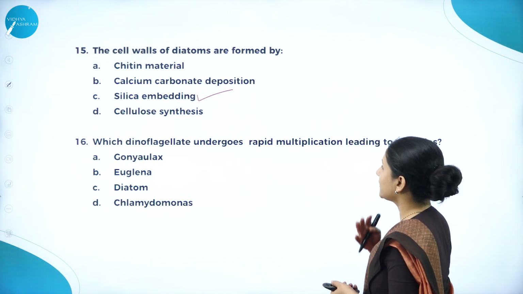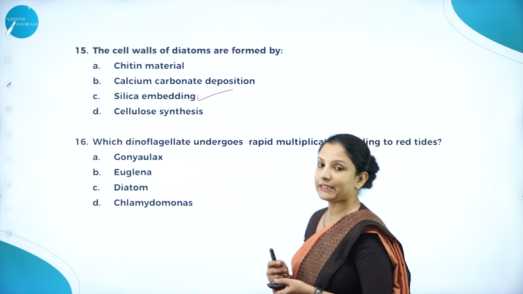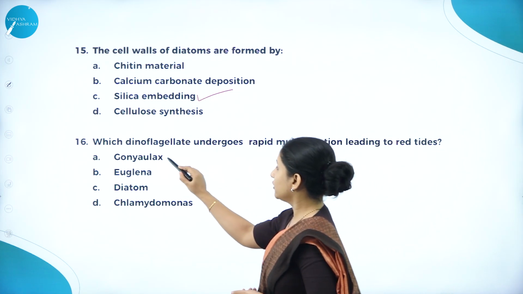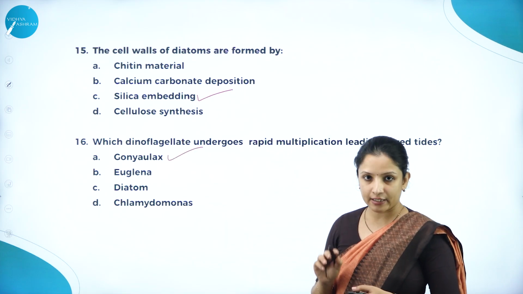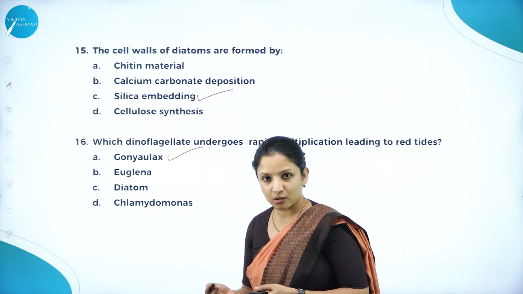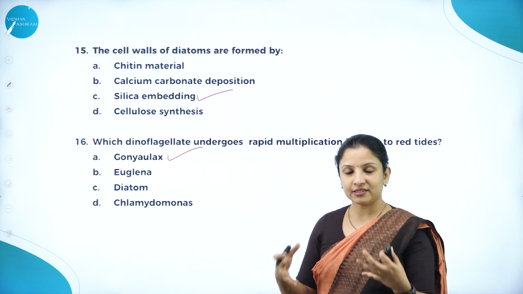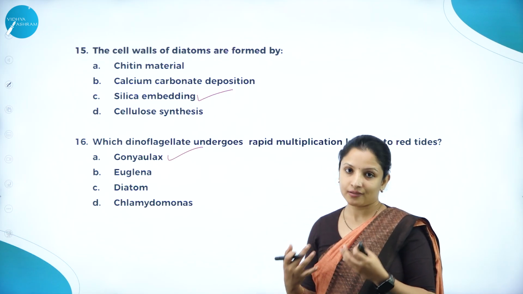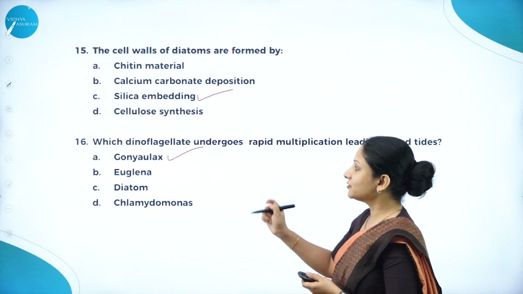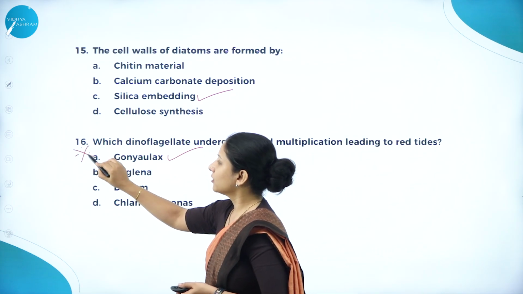Which dinoflagellate undergoes rapid multiplication leading to red tides? It is Gonyaulax, because Gonyaulax is the dinoflagellate that has a red pigment. When multiplied in large numbers, it can make the sea tides appear red in color. That's Gonyaulax. This is also a very, very important question.